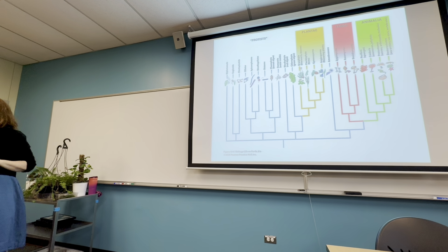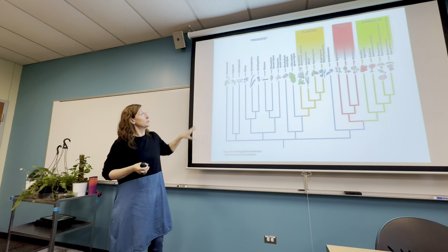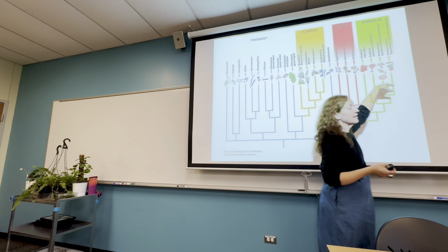Here's another, just of the eukaryotes, a different schematic of a phylogenetic tree. You can see lots of protist groups, the plantae, the fungi, and the animalia.